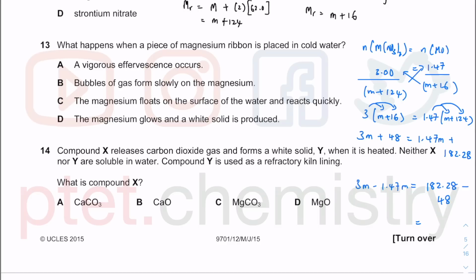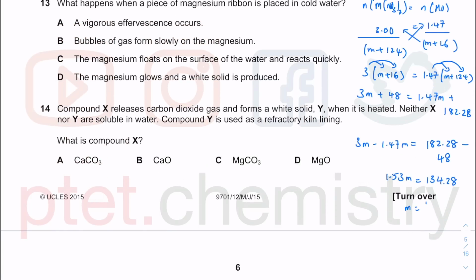These give me 1.53 M, and then 182.28 minus 48. I get 134.28. Last but not least, you're going to divide them. So 134.28 divided by 1.53. Running out of space here, so I'm just going to write on the other side. Divided by 1.53, they give me 87.8.